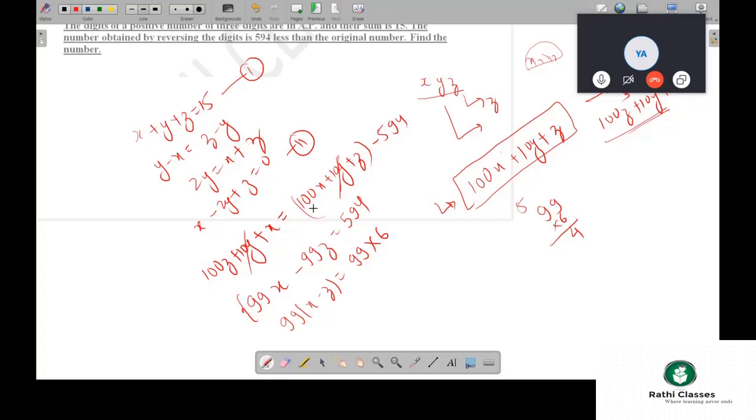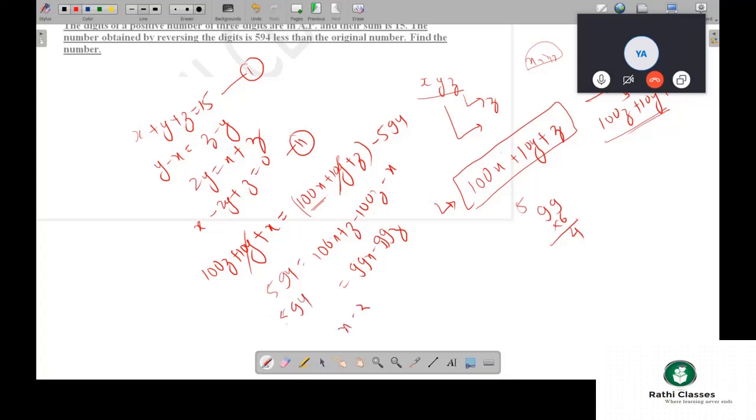Or else I'll be simplifying only. Let me take 594 to the left hand side. We will be left with 594, and whatever the remaining terms, I'll be keeping on the right hand side. So what will be happening? 100x plus z minus 100z minus x. So I'll be left with 99x minus 99z is equal to 594.